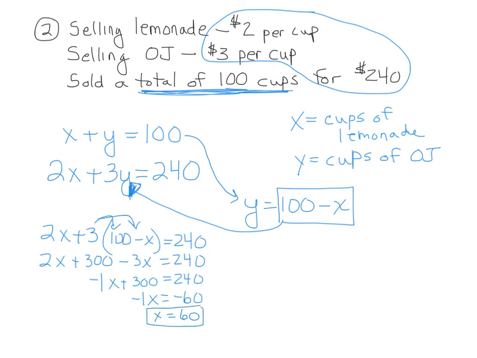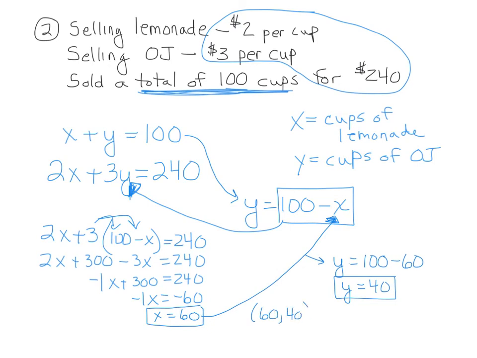60 cups of lemonade. Now I take that, x equals 60, and I go right back into this one. And I'll show the work over here. Y equals 100 minus x, but x, I know x is 60, so y has to equal 40. Alright? So now since this is a story problem, I don't think you'd make an ordered pair out of it. Maybe you would. If it's an ordered pair, it's going to be the point 60, 40, right? Because x comes before y.